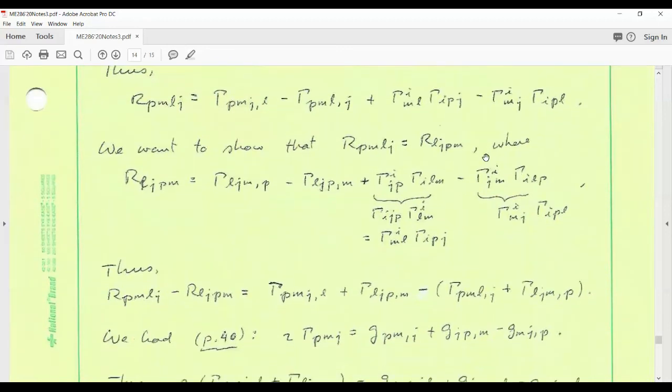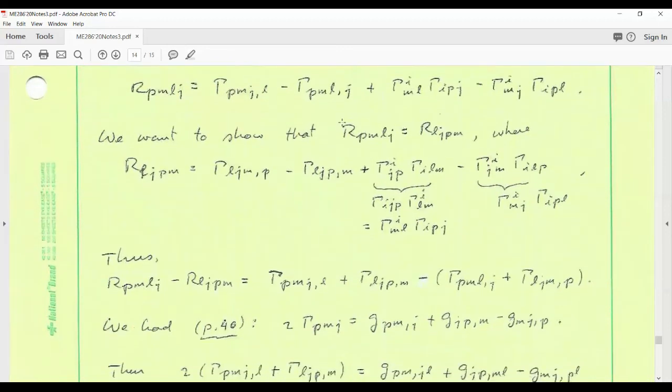I would like to show that this index lowered Riemann tensor actually has a nice major symmetry property. If I take the pair PM and interchange it with the pair LJ, I don't change anything. So I'm aiming to show that, because if that's true, then the compatibility conditions are greatly simplified. So here I have R_PMLJ. If everywhere I see a PM, I put an LJ and vice versa, in the same formula, I get this.